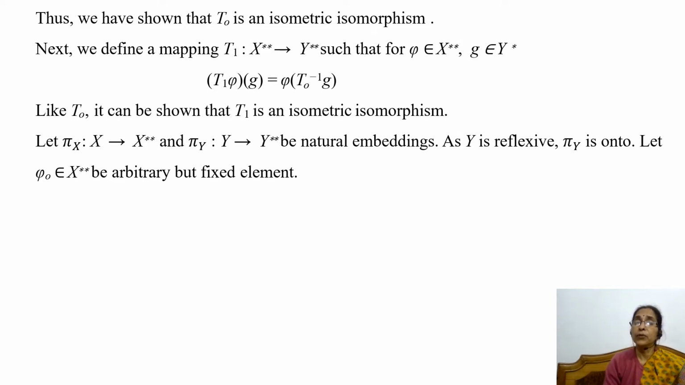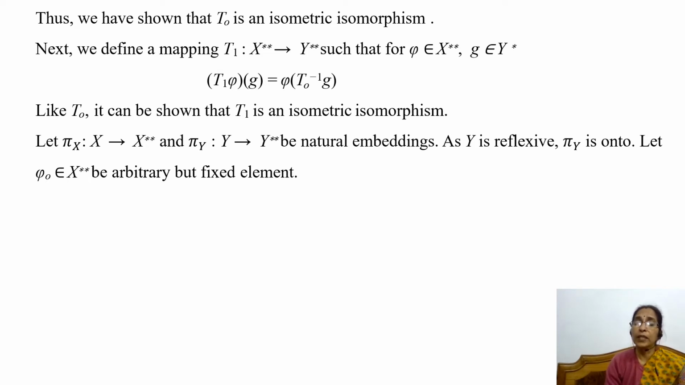And here we note that since T naught is an isometric isomorphism, T naught inverse exists. T naught inverse is a mapping from Y star to X star. So for g in Y star, T naught inverse of g is a unique element of X star. And since phi is the mapping from X star to K, phi image of T naught inverse of g is a unique element of K, and so T1 phi is a mapping from Y star to K.